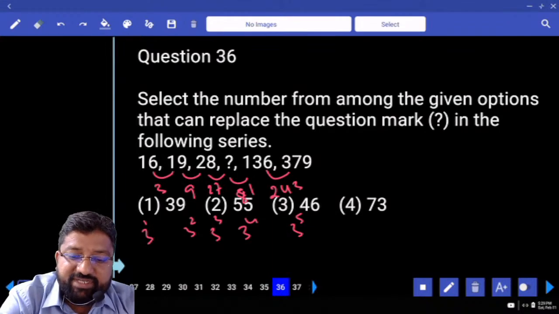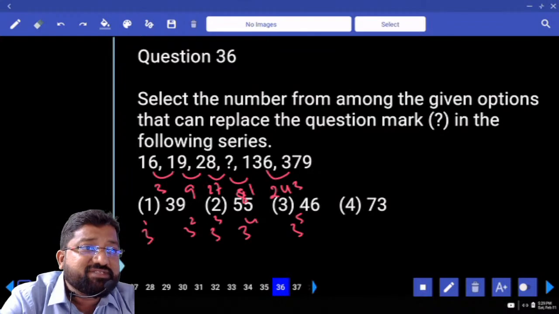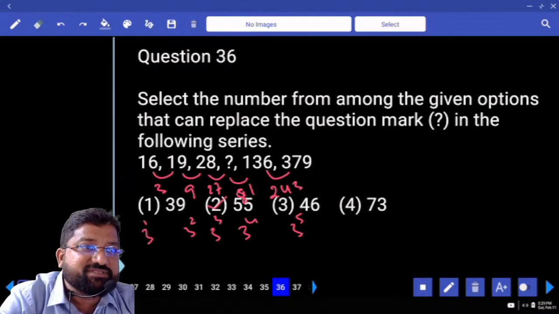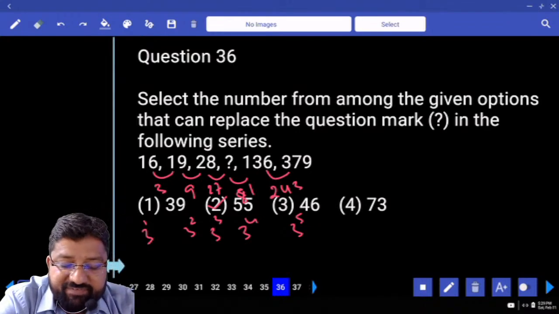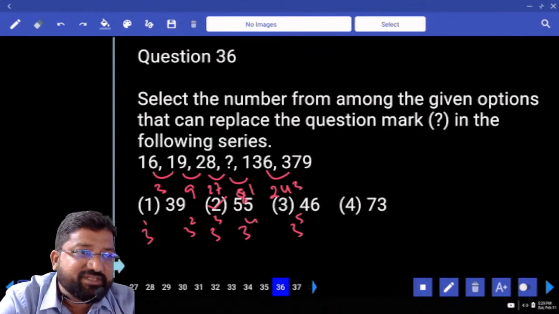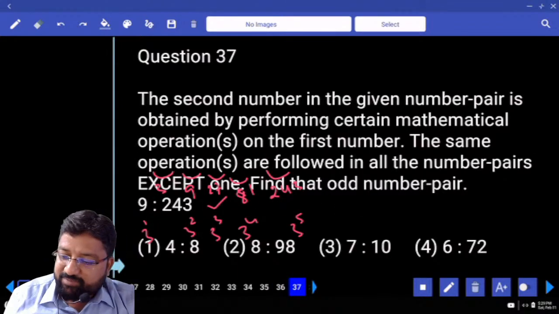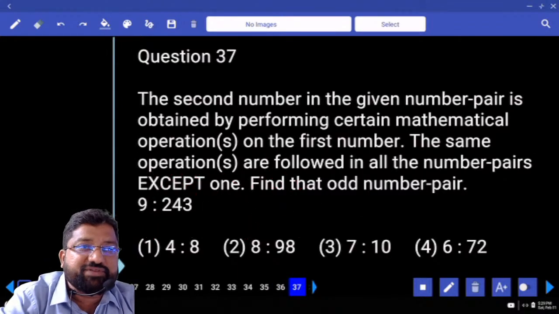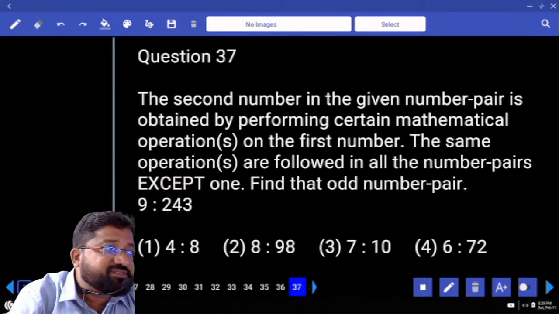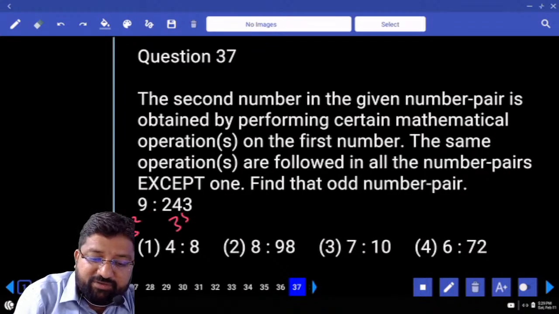What is 28 plus 27? 55. Do we have 55 in the options? Yes. And 55 plus 81 is 136. Whatever we have got is 100% right. Now look at this number here. This is 9 and 243. As discussed earlier, 243 is 3 power 5. What is 9? 3 square. This is 3 square and this is 3 power 5.